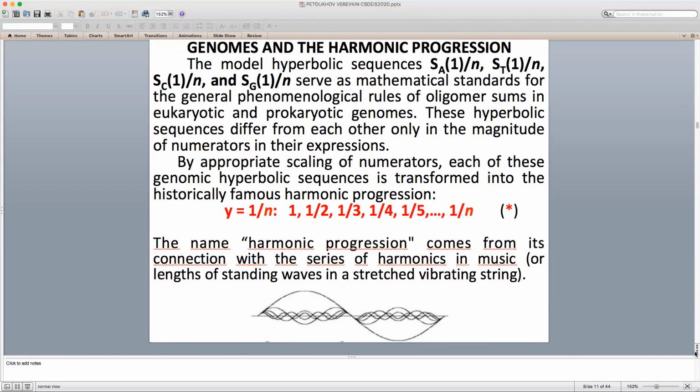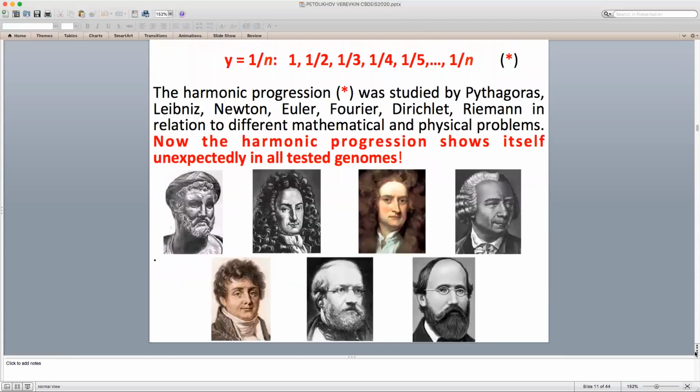By appropriate scaling of numerators, each of these genomic hyperbolic sequences is transformed into the historically famous harmonic progression. The name harmonic progression comes from its connection with the series of harmonics in music, or length of standing waves in a stretched vibrating string.